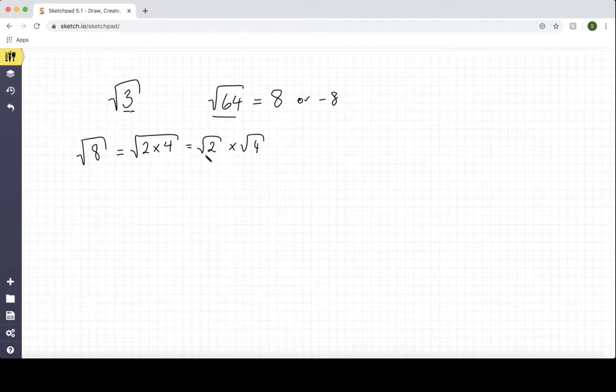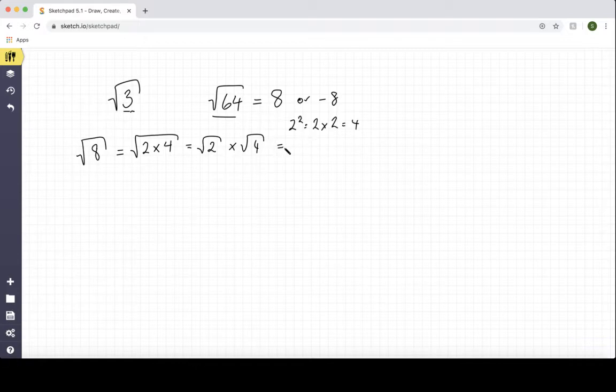Now we can look at these numbers individually and think, okay, can we simplify either of these? The square root of 2, well, can you think of a number that when you square it, it gets 2? Not really, no. But if we look at 4, what number squared is equal to 4? Well, we know that 2 squared, which is 2 times 2, is equal to 4. So the square root of 4 is 2.